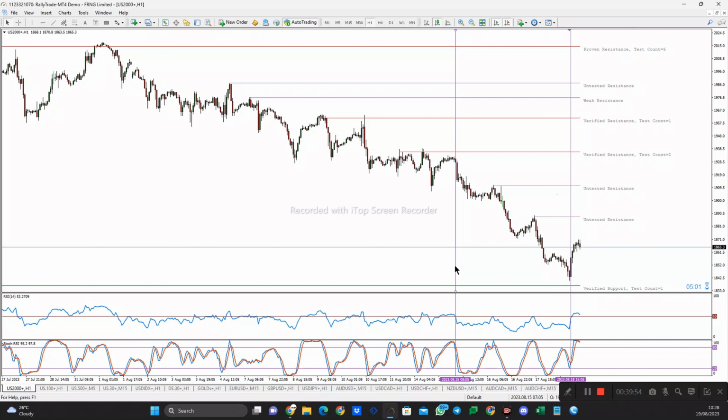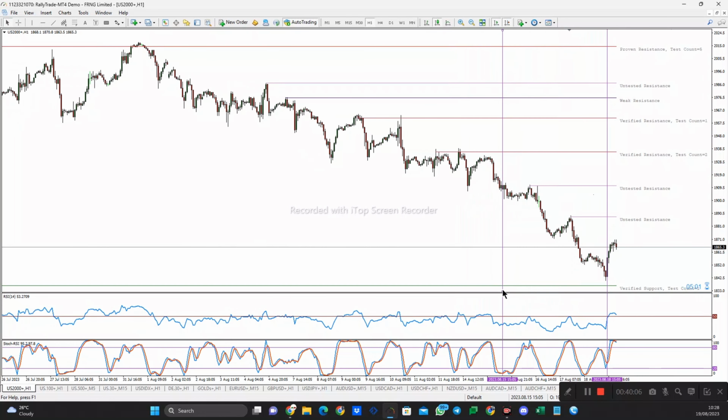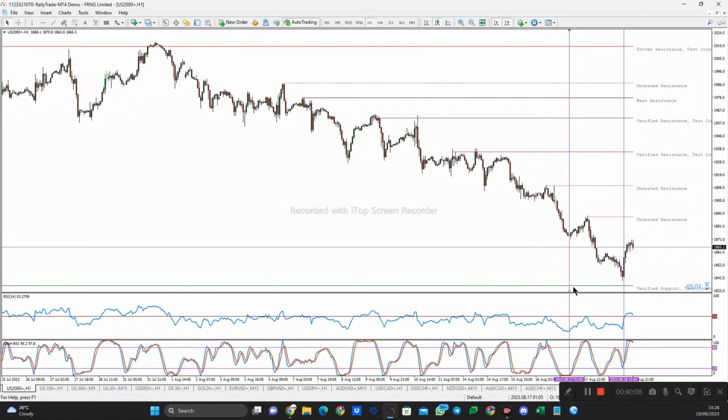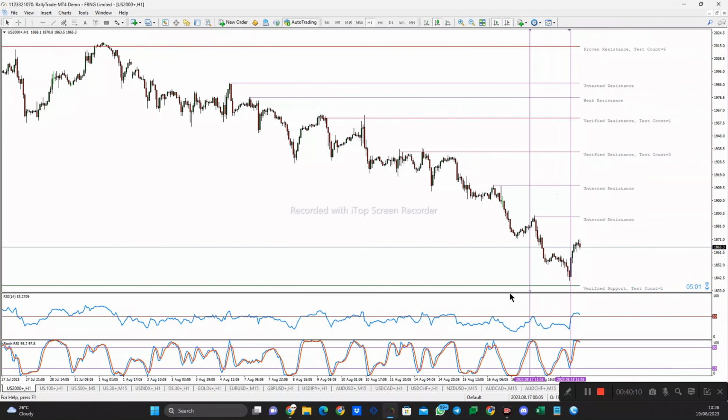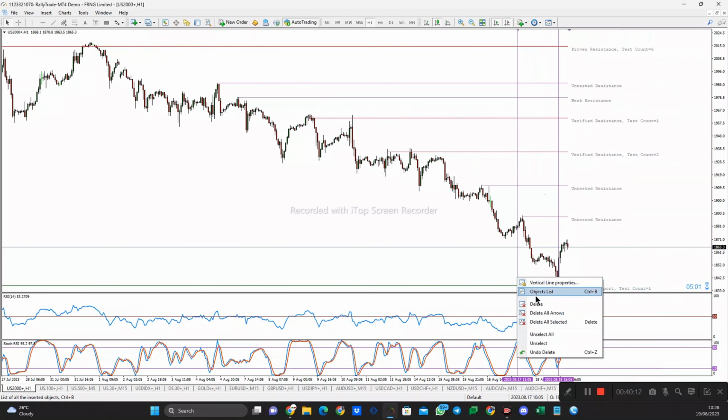It could also have started from here as well, from here too, and also from here, because you can see that at this point price touched 50 here, price also touched 50 here and bounced off it as well. So I can draw a trend line.